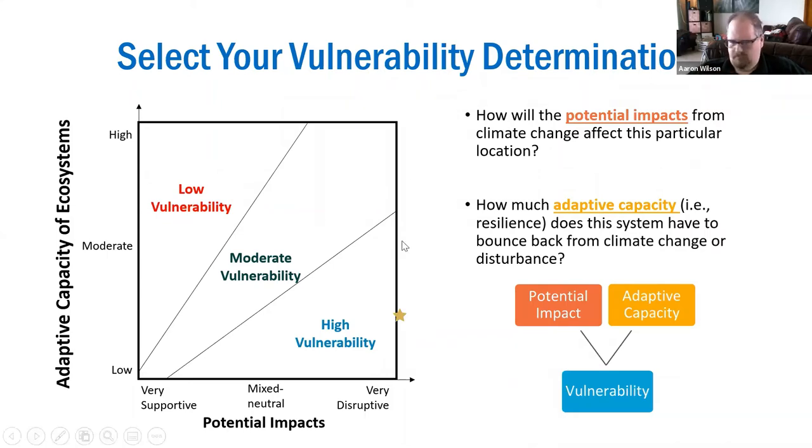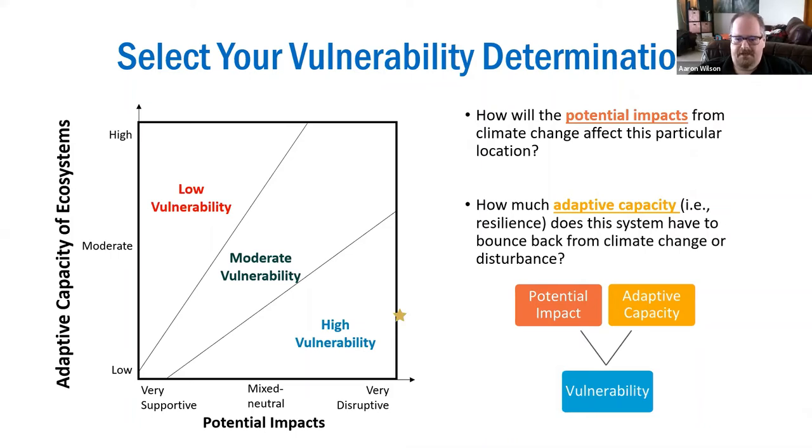When we're thinking about selecting the vulnerability, we think about how those potential impacts from climate change will affect your particular location, but also that adaptive capacity. I've got my computer propped up, getting a little bit of air. As Chinwan said last week, I had low adaptive capacity of my computer when it went out. But that adaptive capacity, the resilience: does the system have the ability to bounce back from climate change or disturbance? That's how we assess the vulnerability, both the potential impact as well as the capacity.